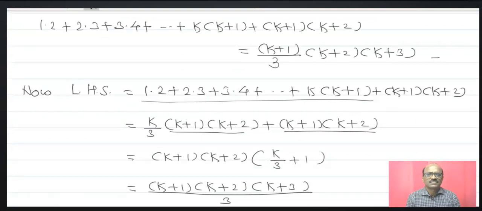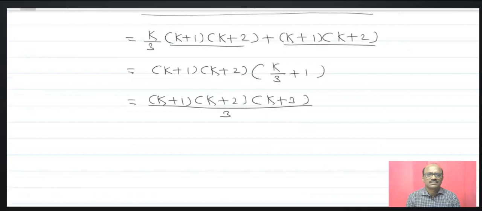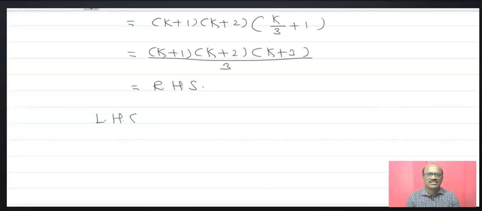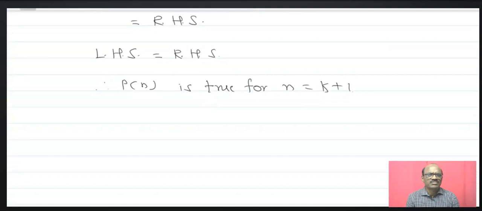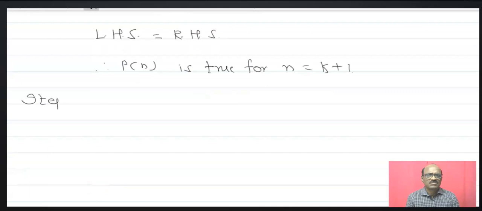Therefore, this is the RHS. Therefore, LHS is equal to RHS. Therefore, the P of n is true for n is equal to k plus 1. This is the next step number 4, that is the induction.